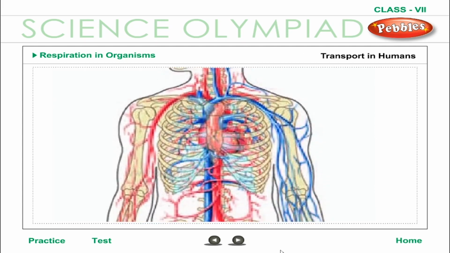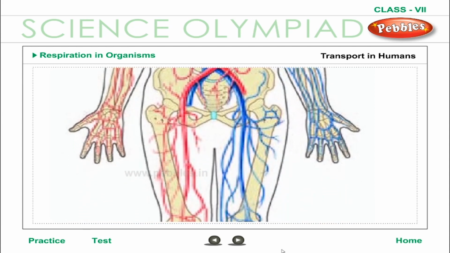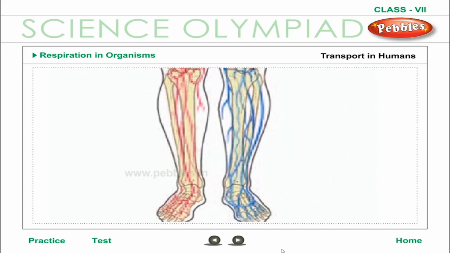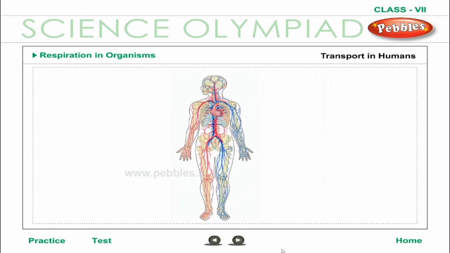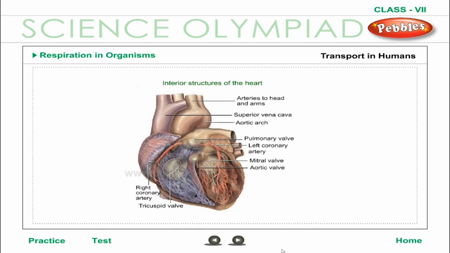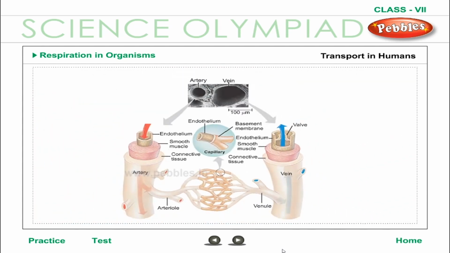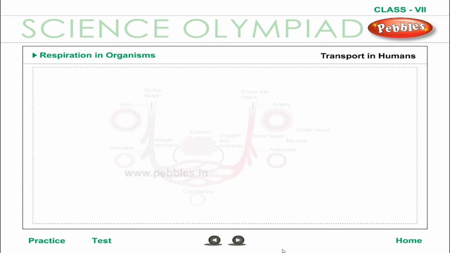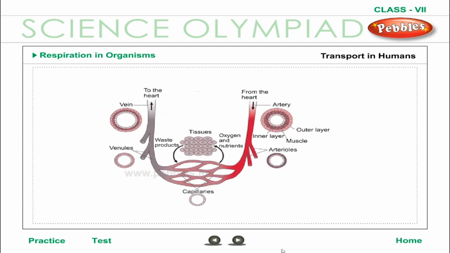Transport in humans. In humans, there are tens of thousands of kilometers of blood vessels. This ensures that each cell of the body is within diffusion distance of a capillary. The human circulatory system consists of a thick muscular organ called the heart, blood vessels, and blood. Blood vessels are of three kinds: arteries, veins, and capillaries.